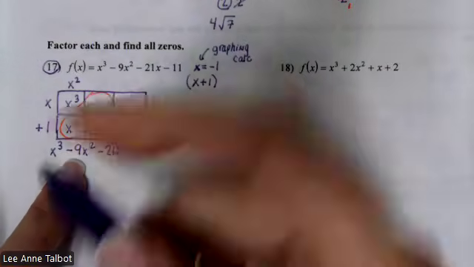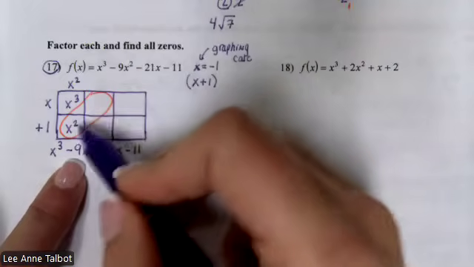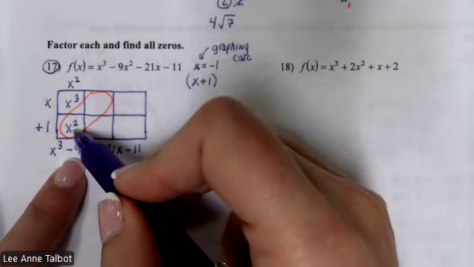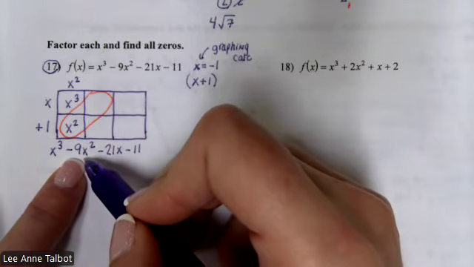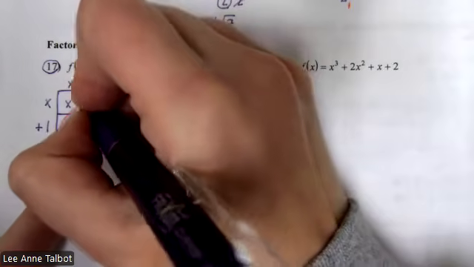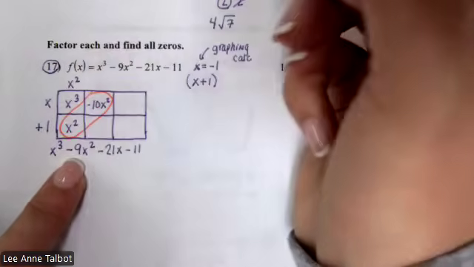Okay, now this is the skill that we're working on right here. This is our current skill right now. I have 1 x squared tile and I need -9 x squared tiles. What do I have to put here? -10 x squared.